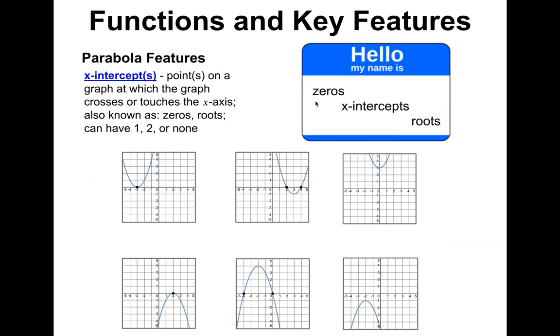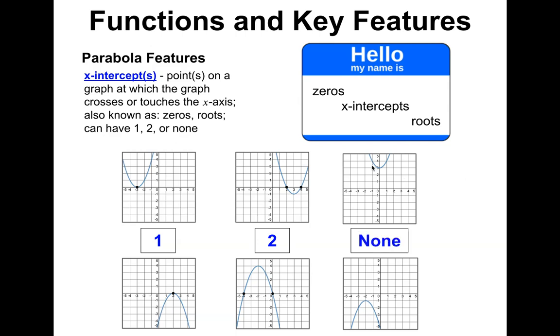X-intercepts, they could also be called zeros or roots. We could have 1, 2, or none. So let's look at some examples of that. When our graph has one x-intercept, whether that's opening up or opening down, that would have 1 zero, or 1 root, or even 1 x-intercept. The graph could also cross at 2 points, so that would have 2 zeros, or intercepts, or roots. It can be called any of those names.